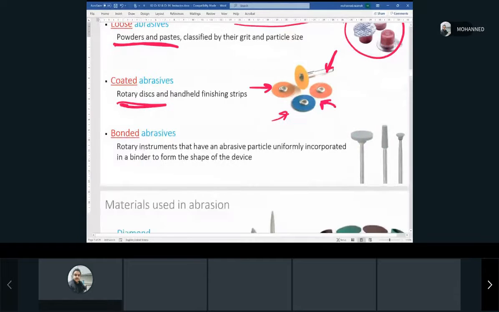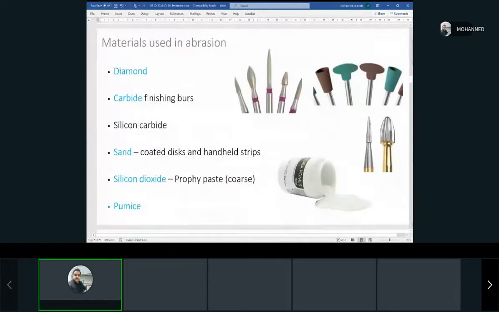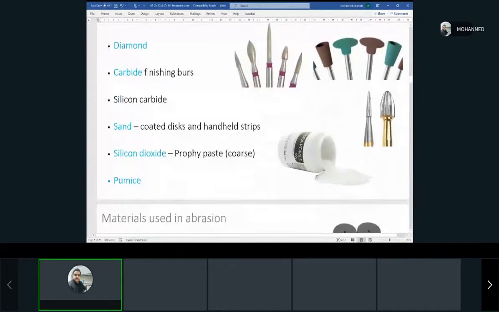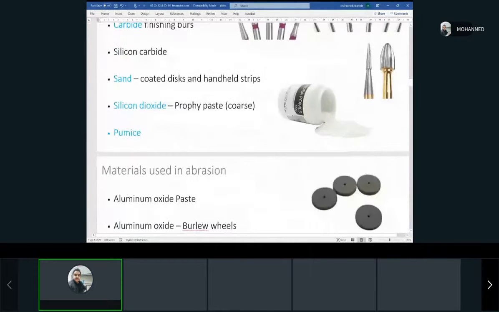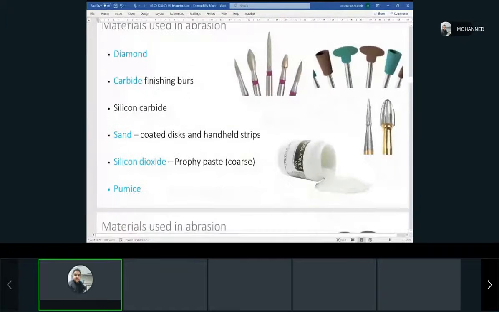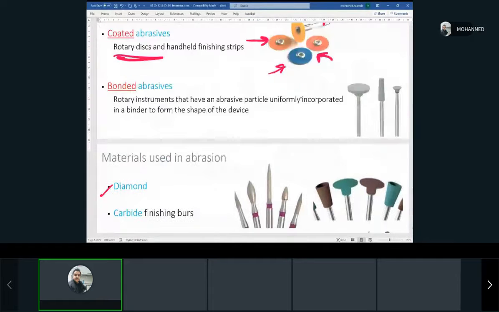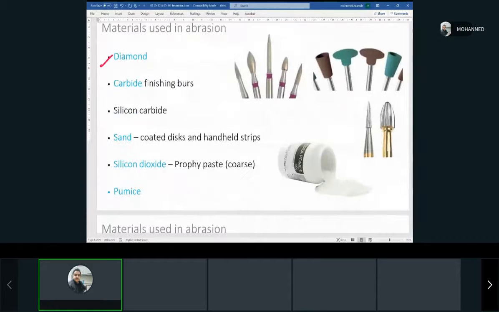Okay. Materials used in abrasion. We have 2 slides of these. I kind of want you to know a few of them. I put a different color for them. So diamond, as we said, diamonds are really used a lot in dentistry. And just to know, at least if I ask you, for example, to list 5 or 4 of the abrasive materials used in dentistry, at least you know some of them. So for example, again, diamond here.